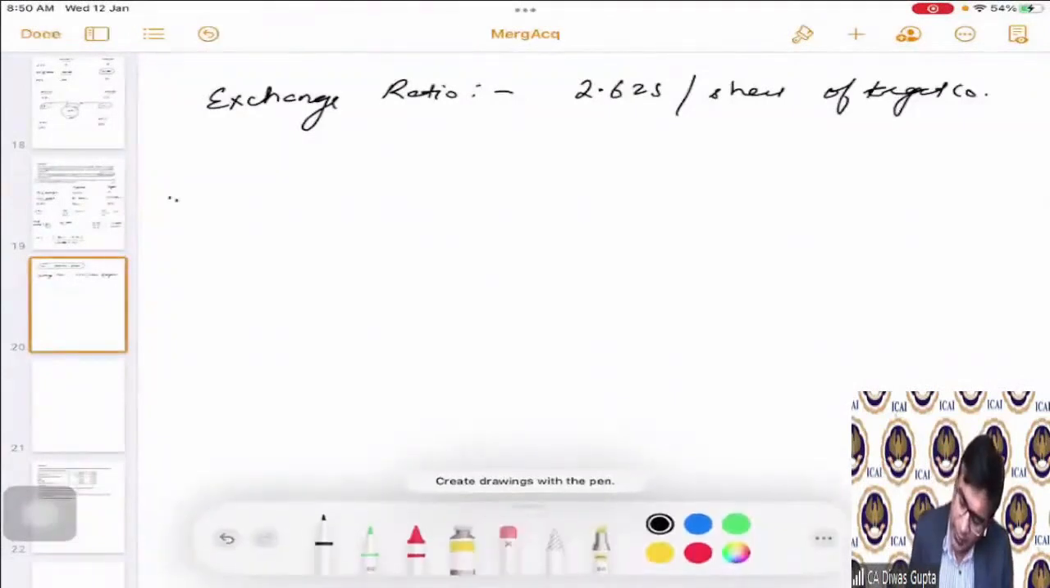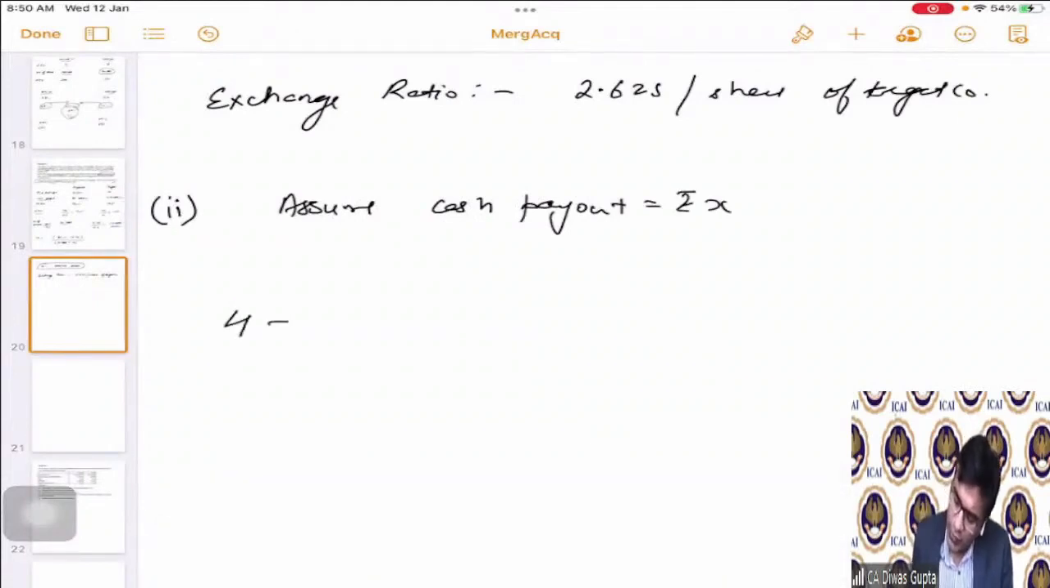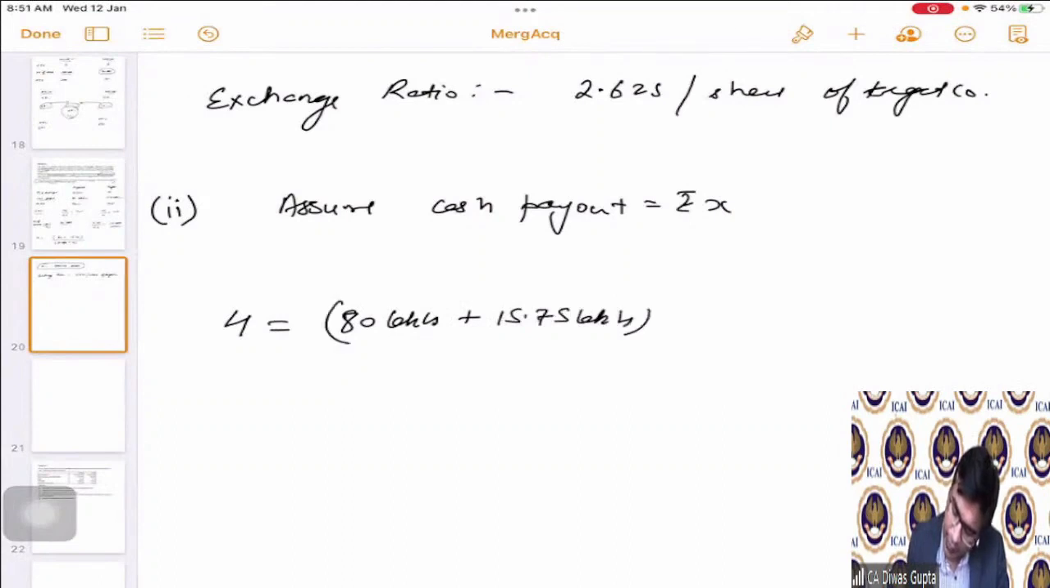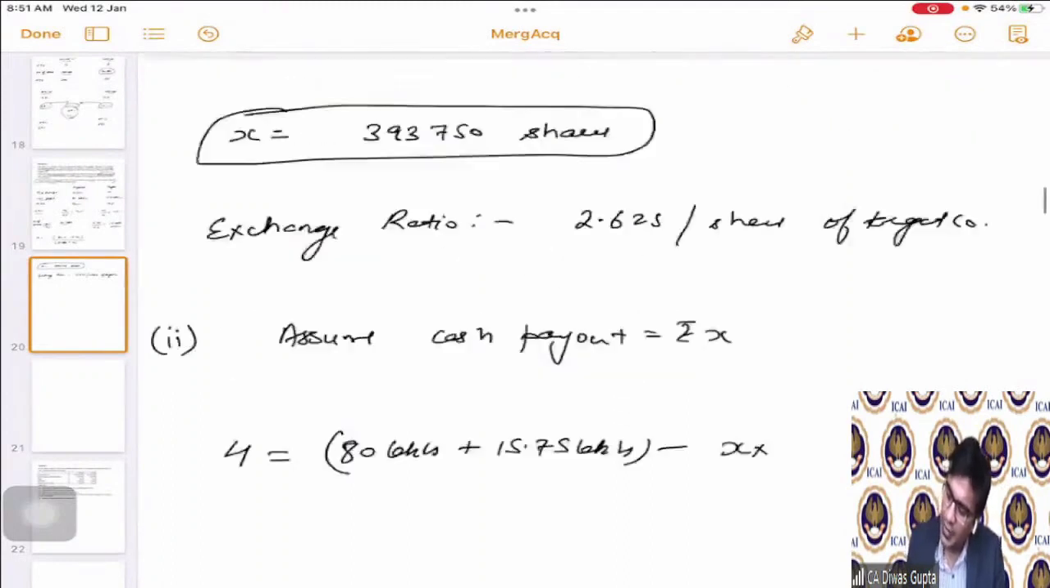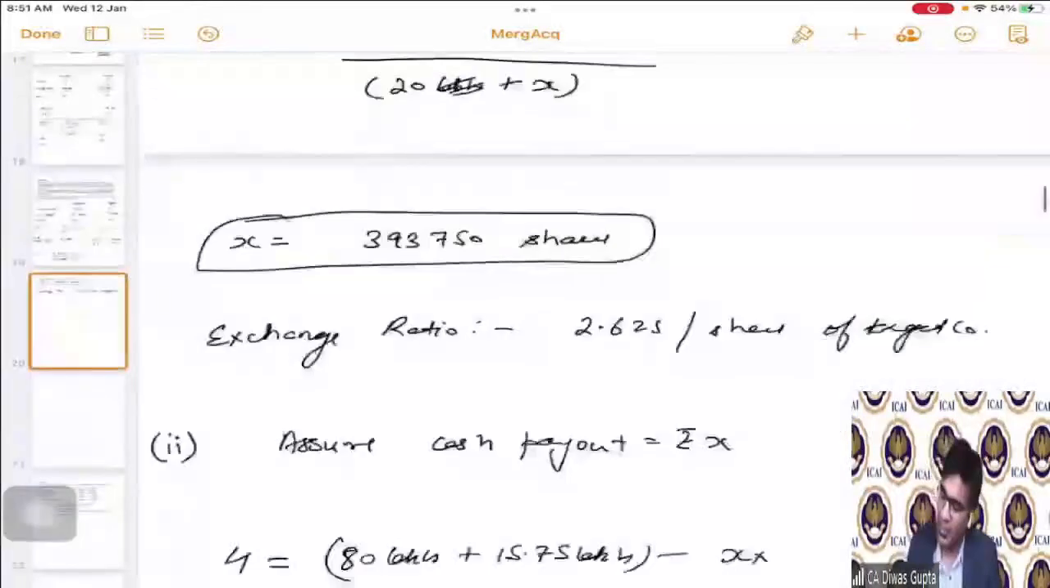Now students, the second part, can we say that assume cash payout is equal to X rupees, then what we are going to do is 4 is what we are going to equate to 80 lakhs plus 15.75 lakhs minus, correct, X multiplied by what is the rate that he would have borrowed, 15%, correct? So the impact to him, the opportunity cost to him will be 15% of X.